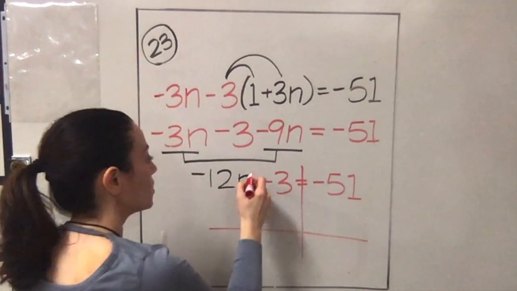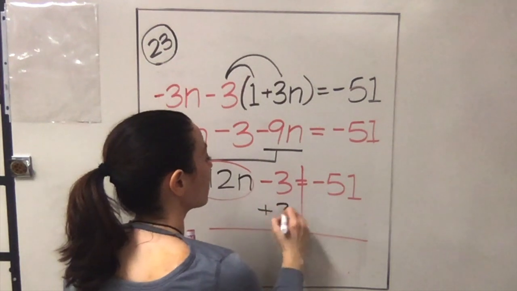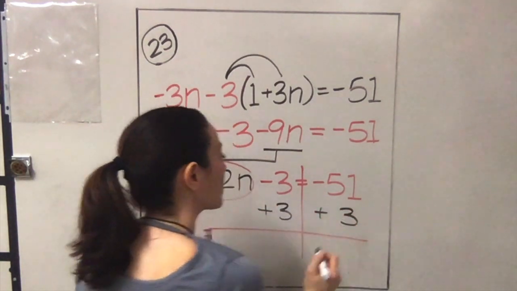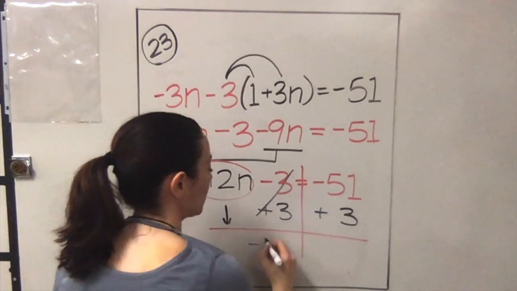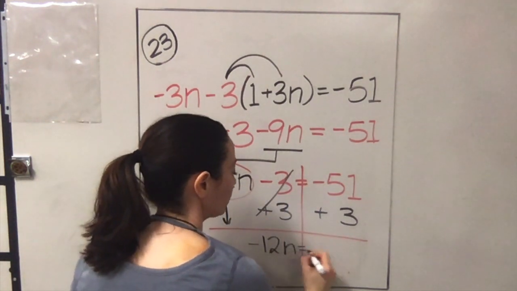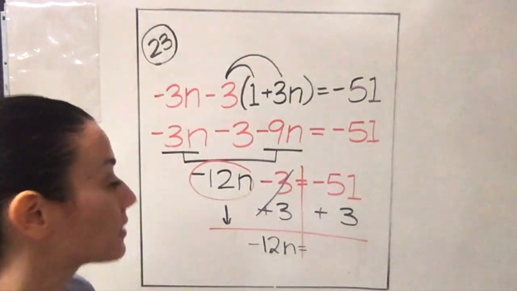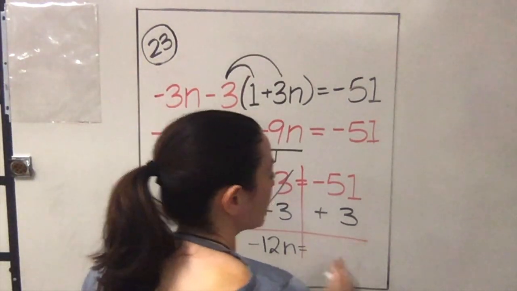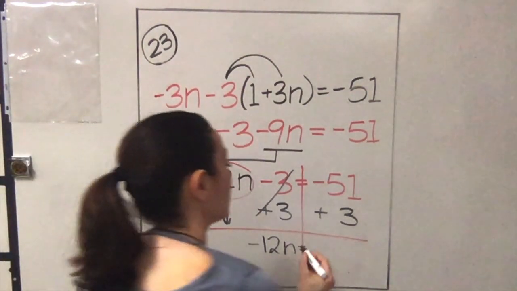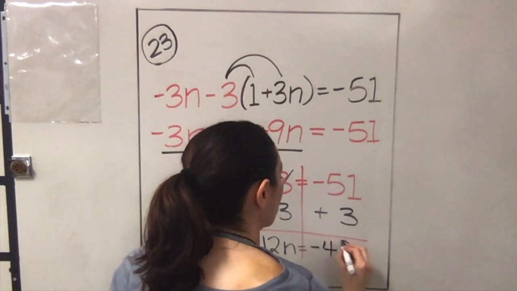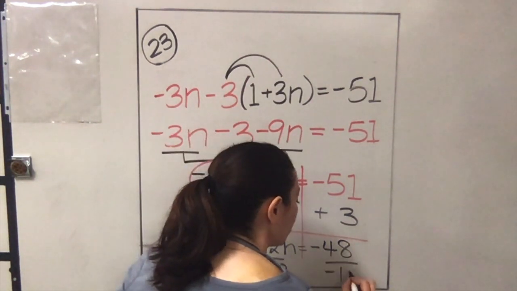Make a t, circle negative 12n, and then we're going to add 3 to both sides. Great. So negative 3 and positive 3 make 0. Make sure you bring down that negative 12n. It's going to equal negative 51 plus 3. So different signs subtract. Keep the sign of the higher number. What is it? It's negative 48. Then we're going to divide both sides by negative 12.